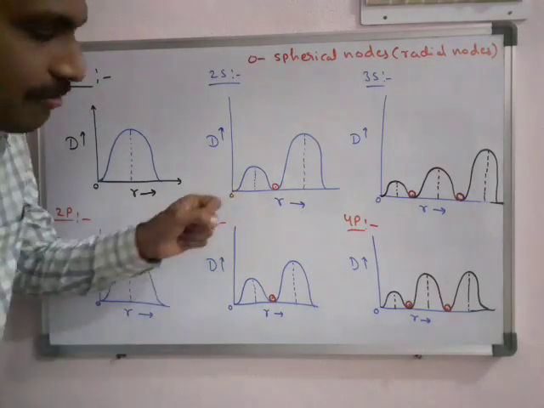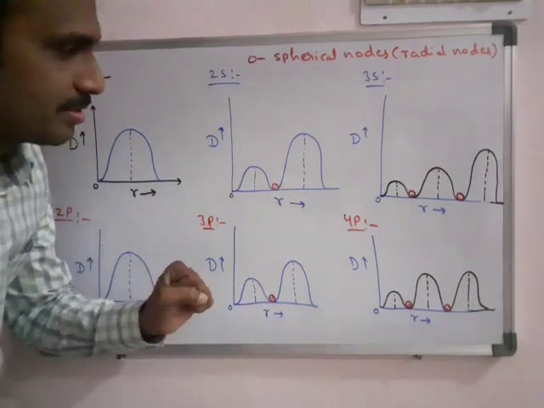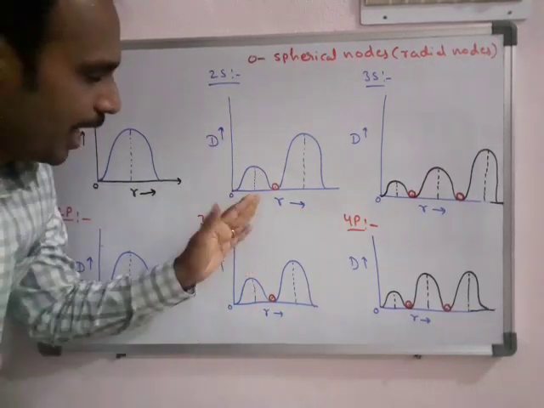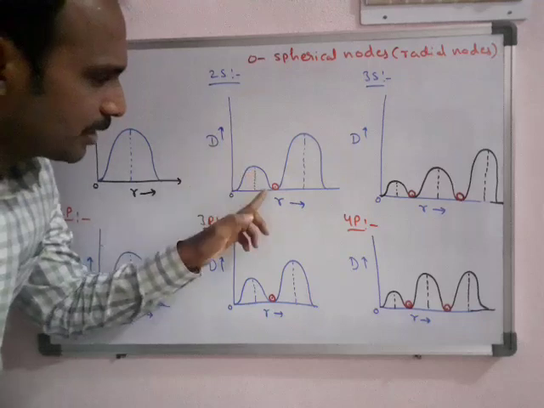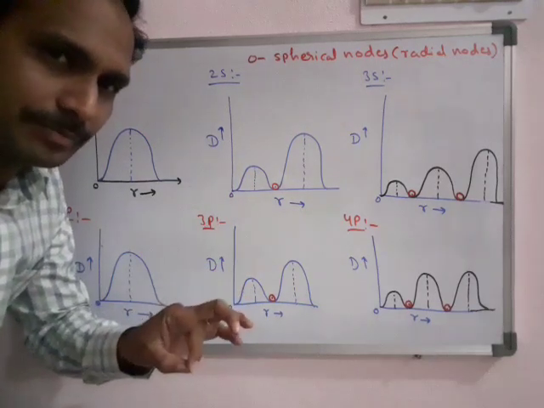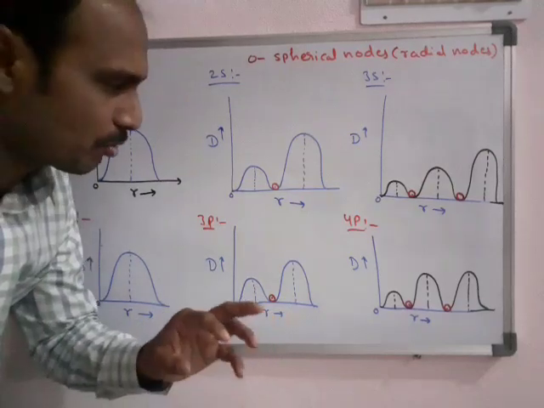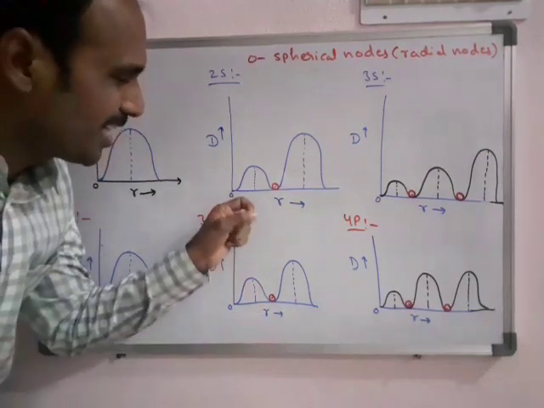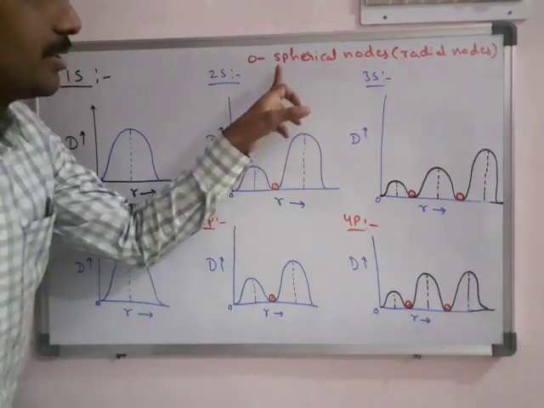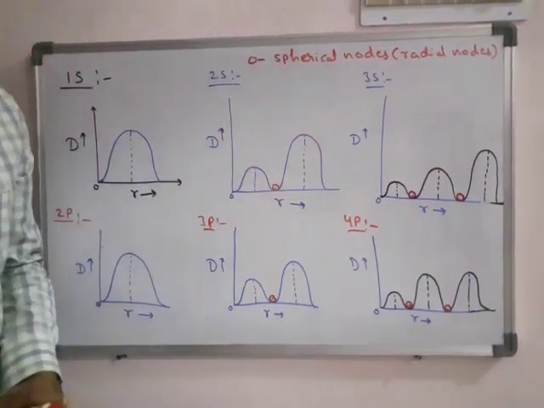The spherical surfaces where the probability of finding the electron is 0. Height level in the graph is the d value, 0 only. So d value into the radial probability. And the probability of finding the electron there is 0 only. So those places are known as spherical nodes or radial nodes.